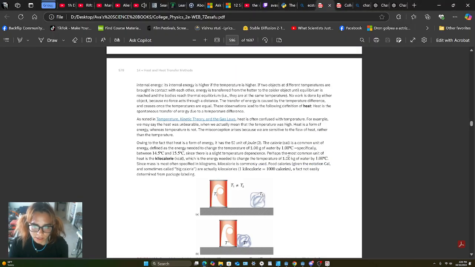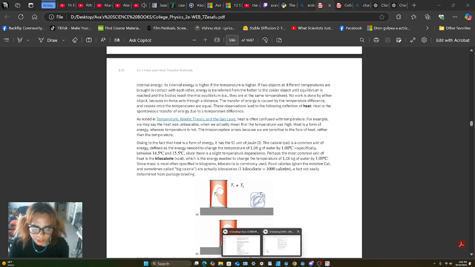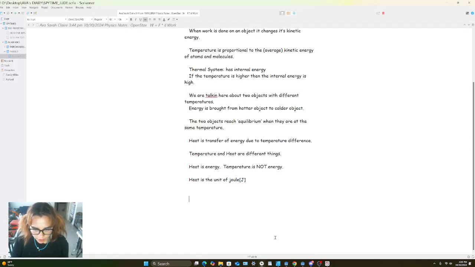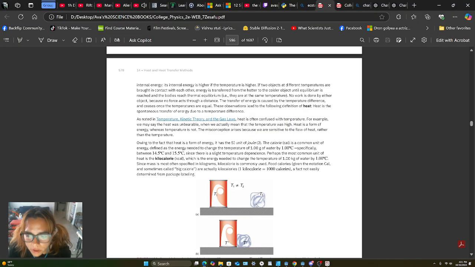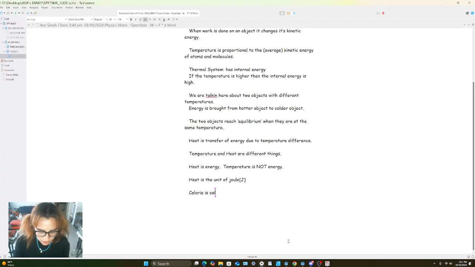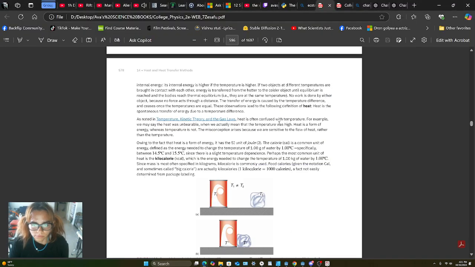The calorie. That was a common unit of energy. Okay. Calorie is cal. Well, wait. Calorie. Cal. Okay. It's a common unit of energy defined as the energy needed to change the temperature.